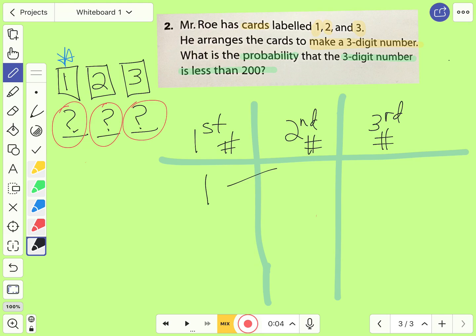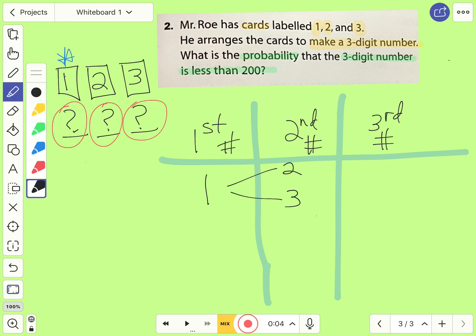Well, it can't be another 1. It has to be either the 2 or the 3. So my choices here are, if the first card is a 1, the second card might be a 2. Or if the first card is a 1, the second card might be a 3. And those are the only options there are.